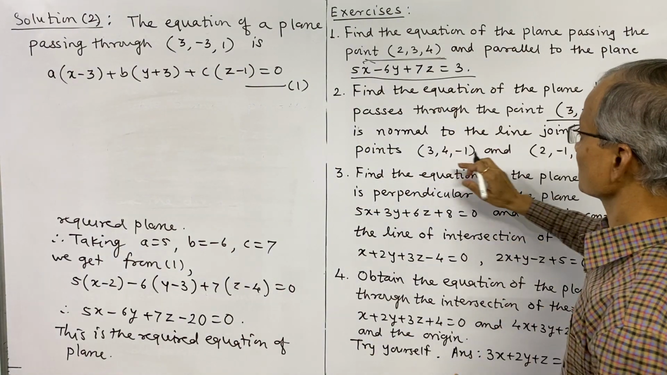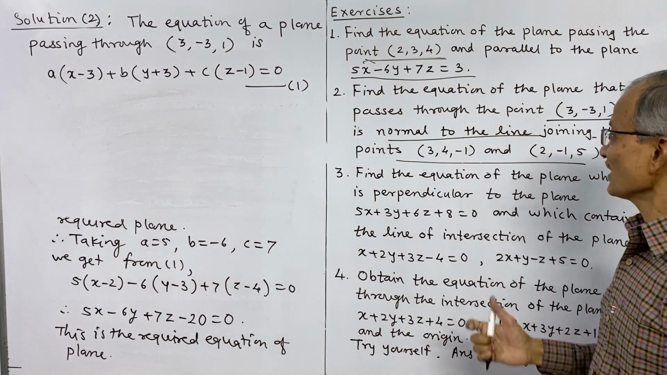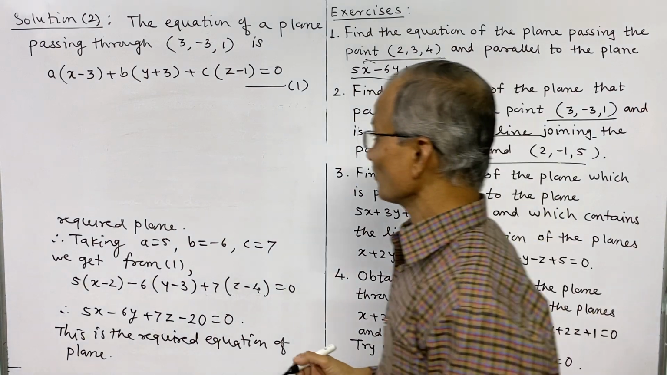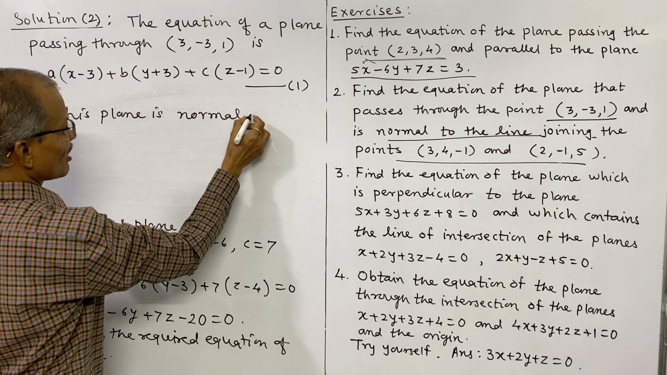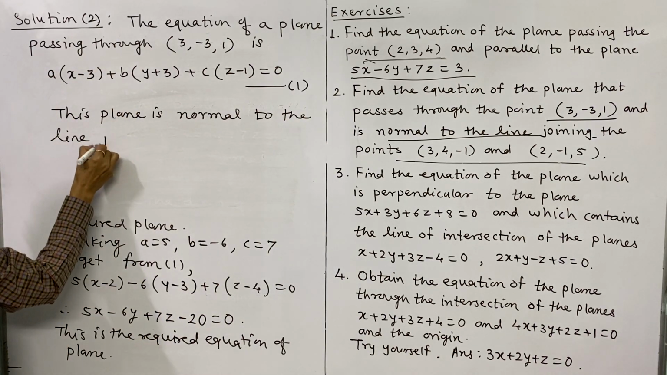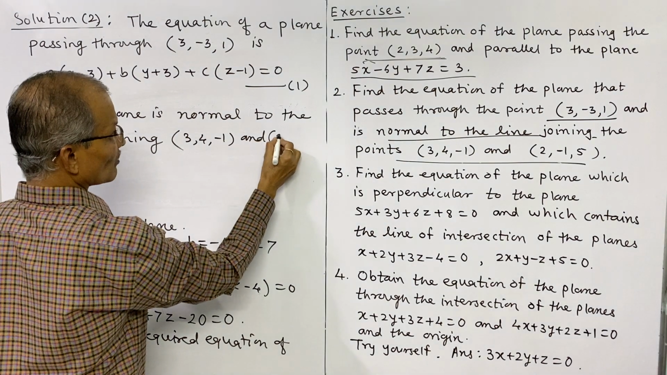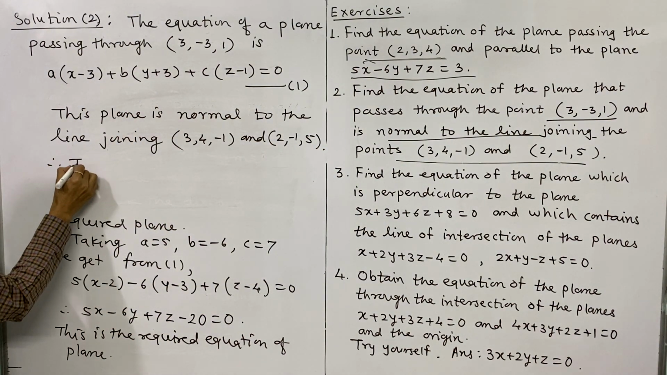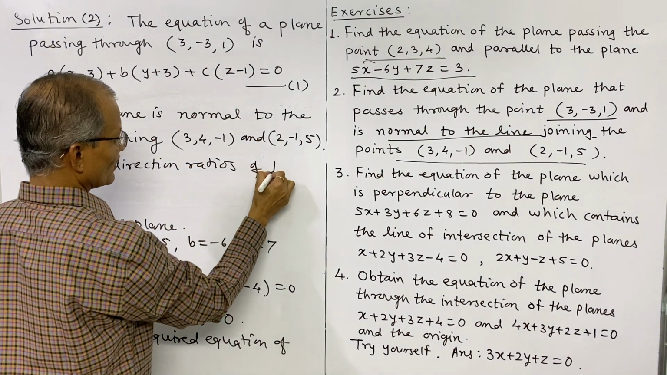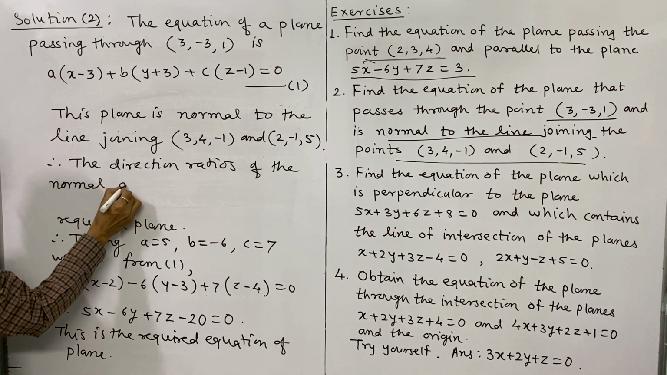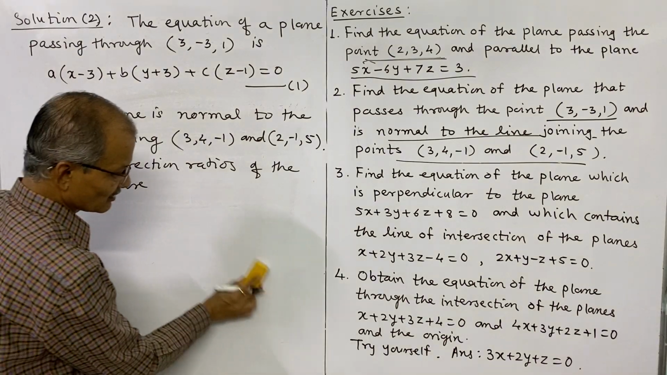Now what is given? This plane is normal to the line joining the points 3, 4, minus 1 and 2, minus 1, 5. That means the line joining these two points is normal to the plane, and we can get the direction ratios of the line joining these two points. So the DRs of the normal are the direction ratios, and we know how to write the DRs of a line joining two points. It is simply the subtraction of the coordinates.